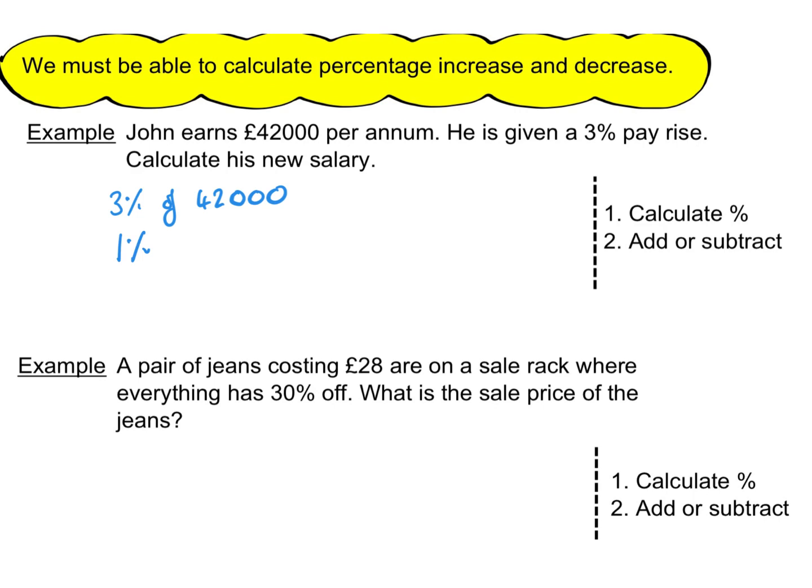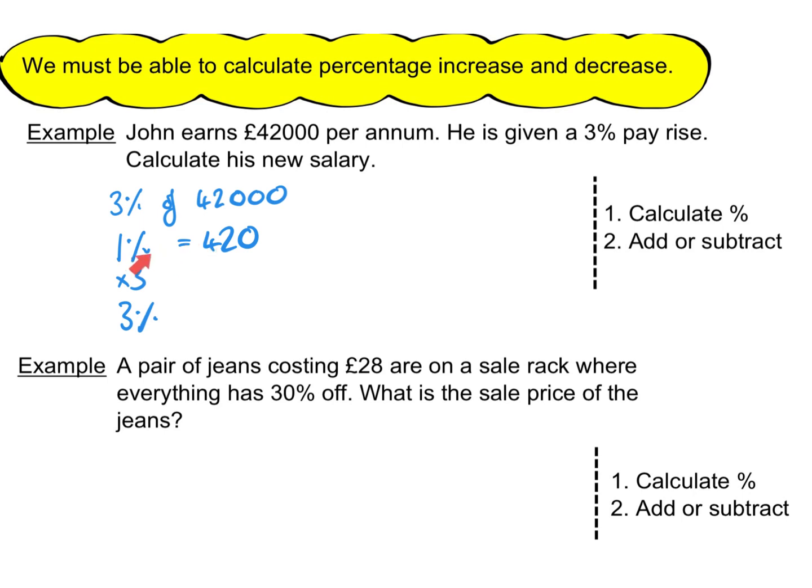And as 1% is 1/100, we're going to divide by 100. So we're going to move the decimal point once, twice to get that 420. So 1% is £420. And then once I know 1%, it's easy to find 3% because I just have to multiply it by 3. So I'm going to multiply this by 3, and that'll give me 3%.